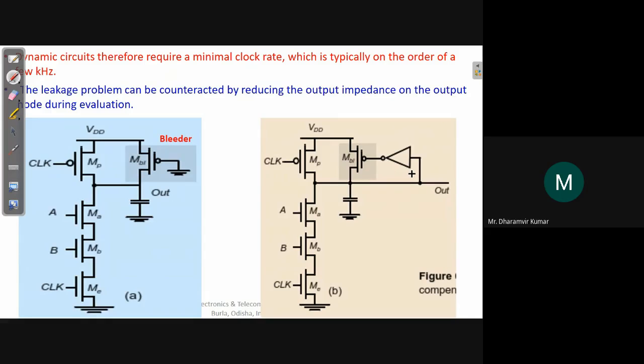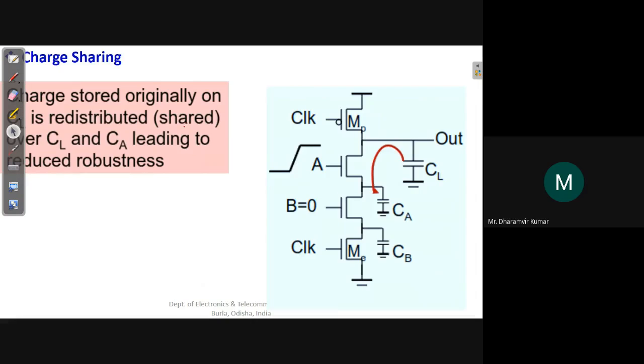These are some solutions to the charge leakage problem in dynamic circuits. Now there is one more issue known as charge sharing. Let us see what the charge sharing problem is in dynamic circuits.